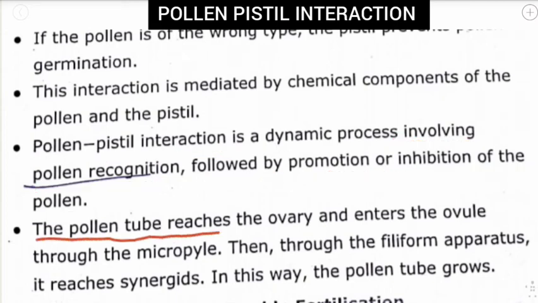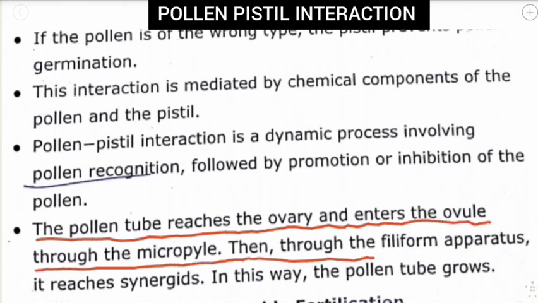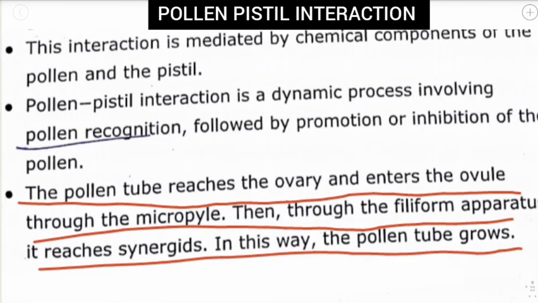Then the pollen tube reaches the ovary and enters the ovule through the micropyle. Then through the filiform apparatus, it reaches the synergids. As we know, the micropylar end consists of two synergids, which have special thickenings at this end. These are called the filiform apparatus. The filiform apparatus helps in leading the pollen tube into the synergids. In this way, the pollen tube grows.